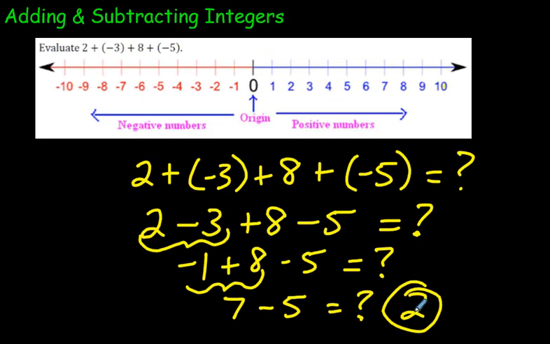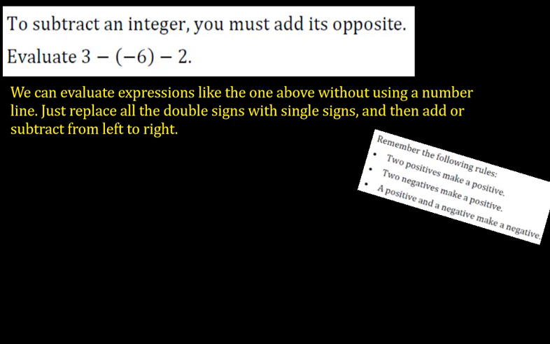So let's practice this some more. On the next page, we're going to look at some subtraction questions. And then we're going to do a whole bunch of practice ones so that I hope this becomes easy for you. Because in the beginning, it always looks a little confusing. So to subtract an integer, you should add the opposite. Add its opposite. Now remember, we talked about opposite numbers in the last video that we did on integers.